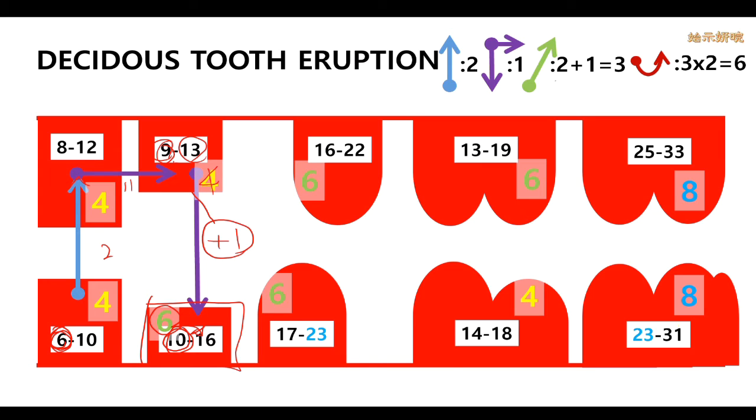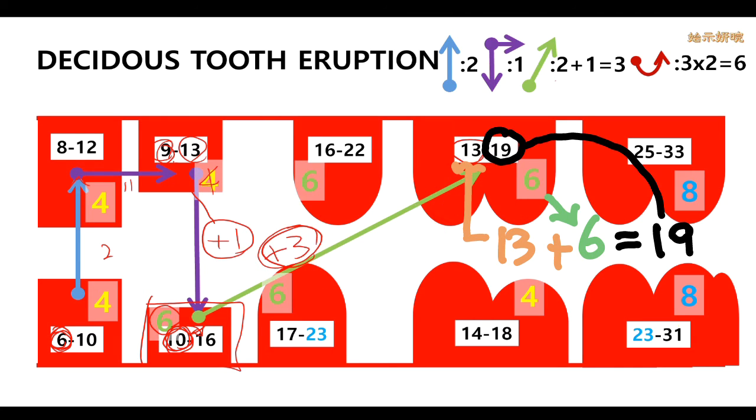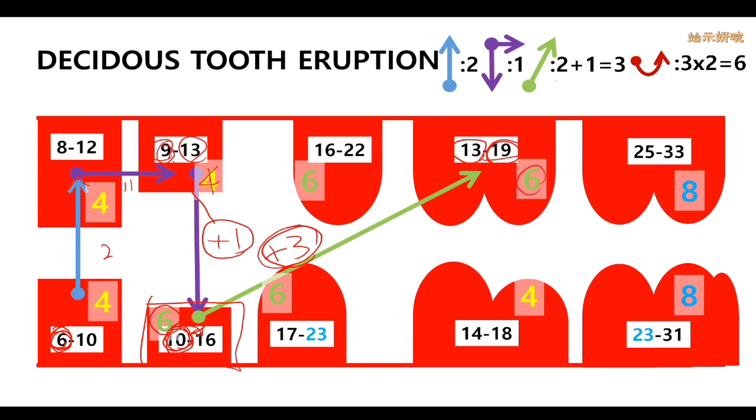And now from the lateral incisor, we go far upward, crossing the canine, tall canine, right? So it is very difficult. We reward it with plus 3. So 10 plus 3 becomes 13, and add 6 to it. So this maxillary first molar erupts at around 13th to 19th month.